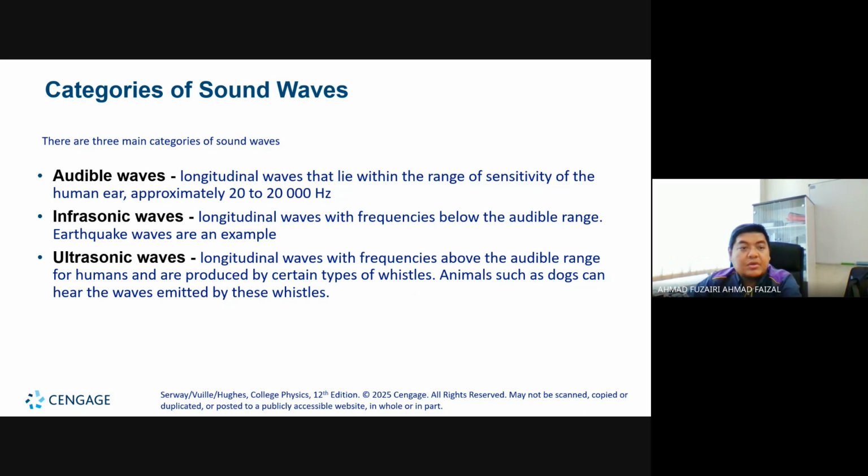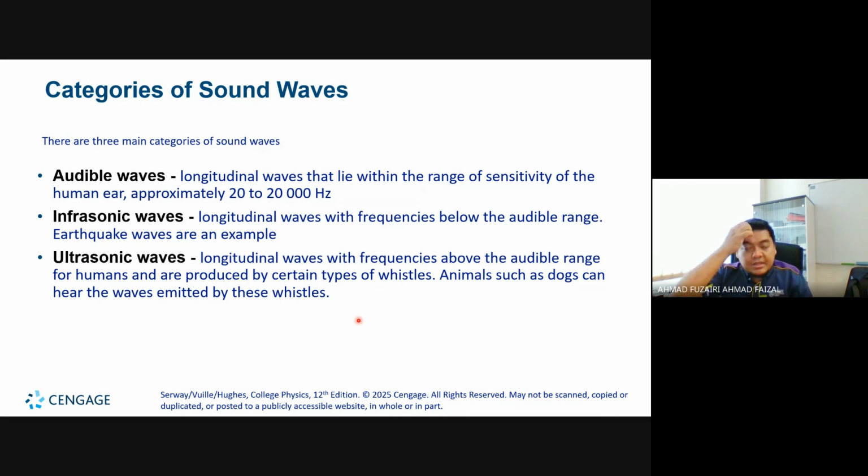Number two is the infrasonic wave, which is a longitudinal wave with a frequency below the audible range. For example, the earthquake wave is an example of infrasonic. And also we have the ultrasonic wave, again a longitudinal wave, because sound is considered to be all longitudinal wave, with frequencies above the audible range for humans, produced by certain types of whistles. Animals such as dogs can hear the wave emitted by this whistle.